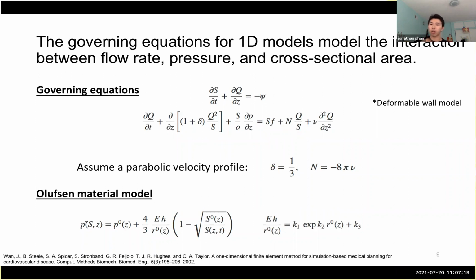Here we use the Olufsen constitutive law to model the relationship between pressure and cross-sectional area. If we want to model rigid wall behavior, rather than deformable wall, we can just set the Young's modulus in the constitutive law to be arbitrarily high to represent a stiff system. In order to solve these equations, we use a stabilized space-time discontinuous Galerkin finite element method. And as mentioned earlier, we assume that pressure is constant at the junctions and that mass is conserved there.